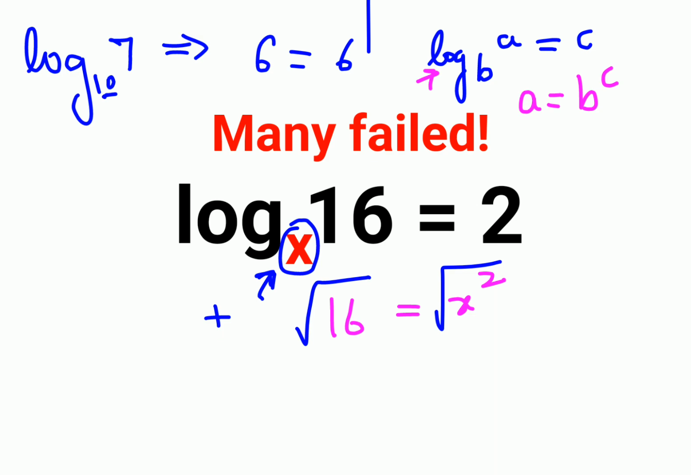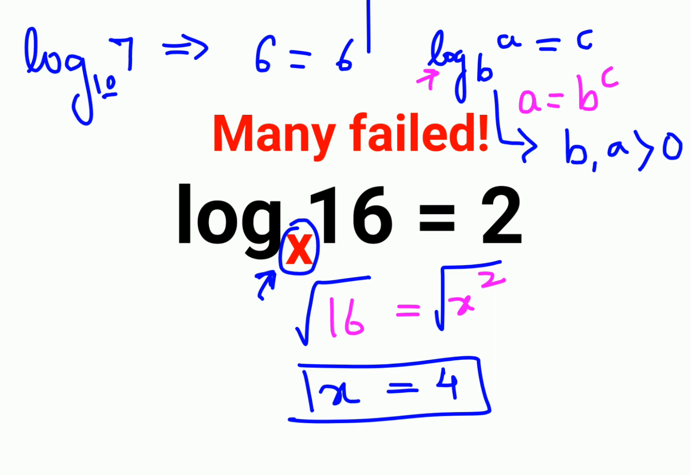But here we will not do that because there is another rule in log which says that b and a, these values will always be greater than 0. So here the value of x will be just the root of positive 16, that is nothing but positive 4. I hope this is very clear to everyone.